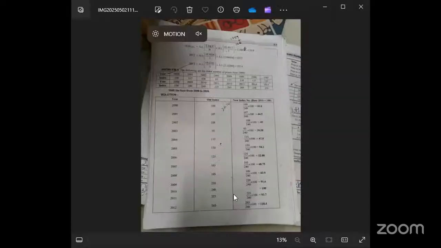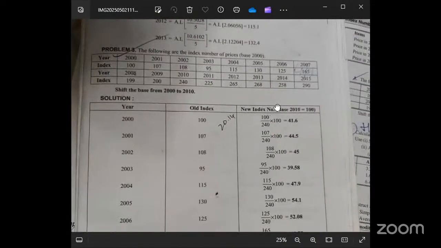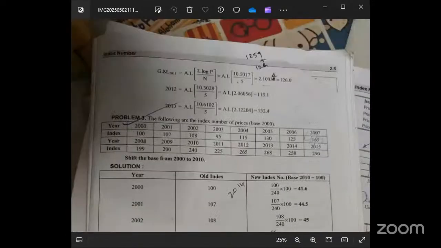So finding out the anti-log for 2011, 12 and 13. What is the log P for 2011? 10.5017 divided by n, which is 5. So the anti-log for 2011 is 126, for 12 is 115.1, and 2013 is 132.4. So see the next problem.